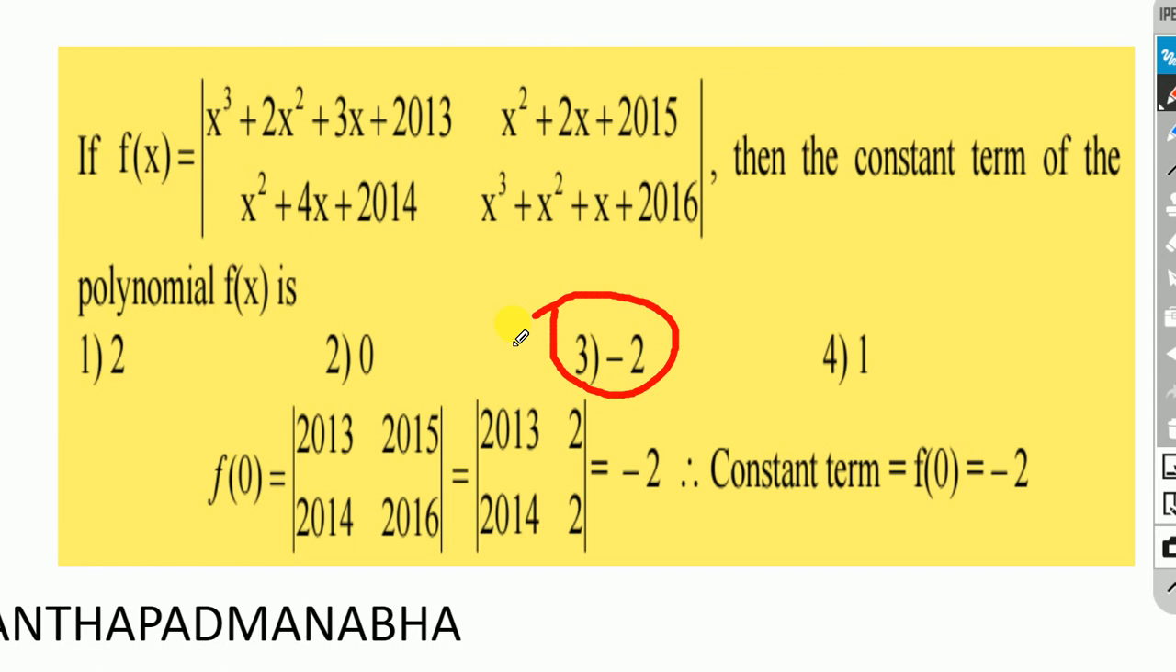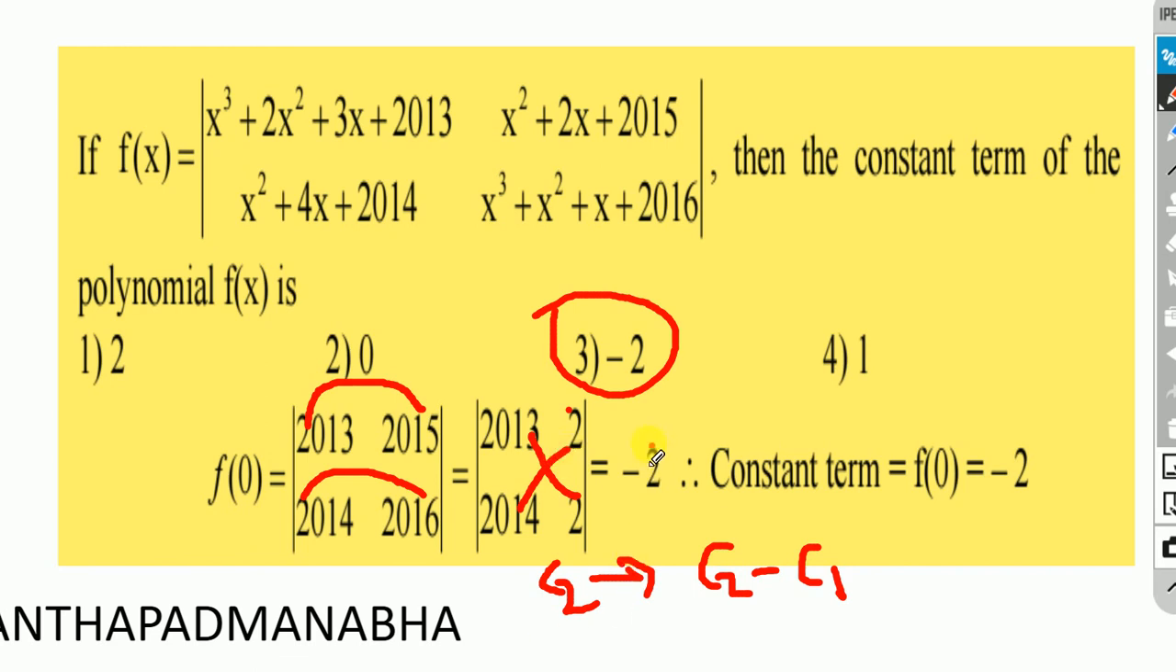Option 3. So here I have to do this operation: C2 replaced by C2 minus C1. Here 2015 minus 2013 is 2, and 2016 minus 2014 is also 2. So 2013 2s are 4026, 2014 2s are 4028. So 4026 minus 4028 is minus 2. So this is how we can get the constant term in this expansion.